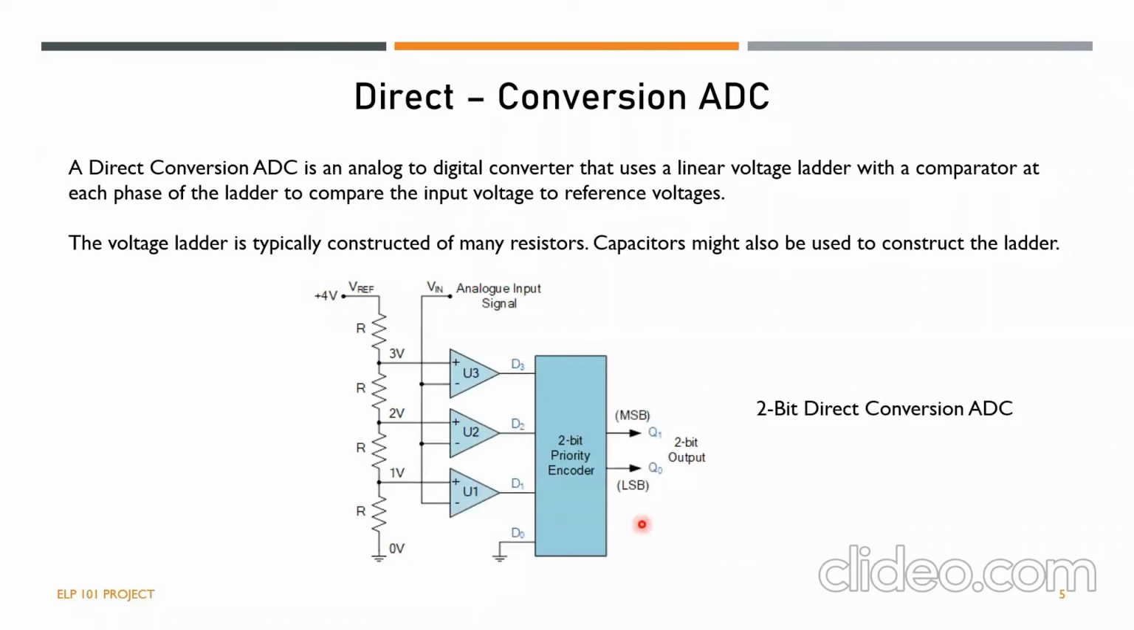So you can see this is a 2-bit direct conversion ADC, where we have this voltage ladder, which varies from 4 to 0 volts, constructed by 4 equal resistances connected in series. We have an analog input signal. We have 3 comparators, which are based on op amps, which give 3 inputs, and D0 is initialized to 0. And all of these 4 inputs are fed into a 2-bit priority encoder, and then it gives a digital signal as the output. We're going to analyze the functionality of each of these components in detail.